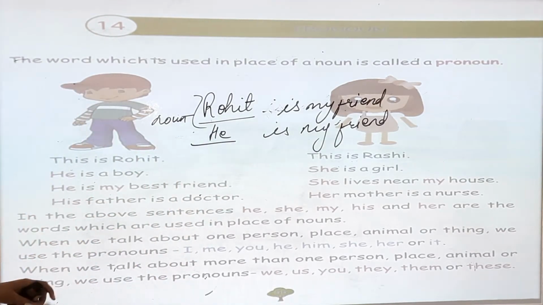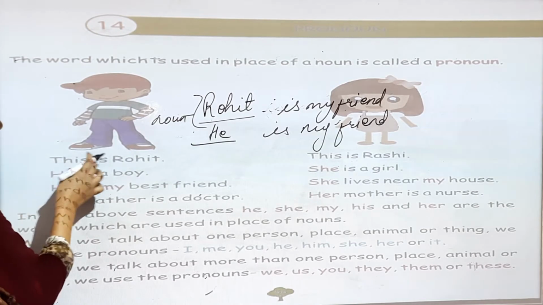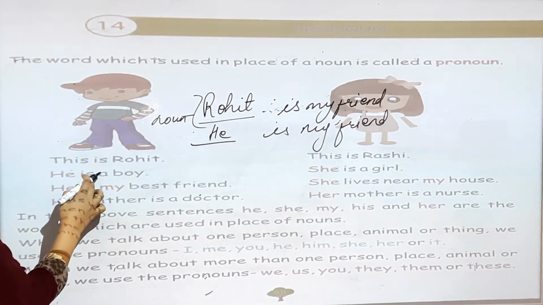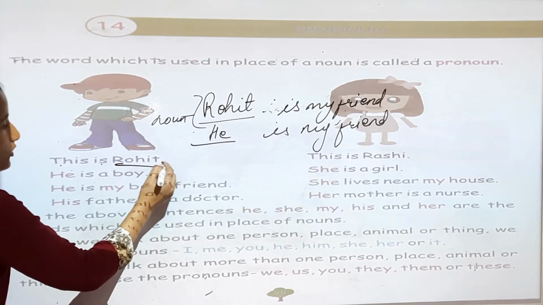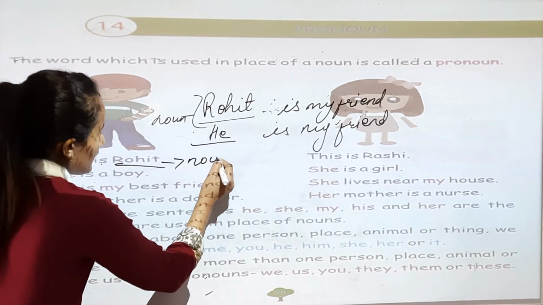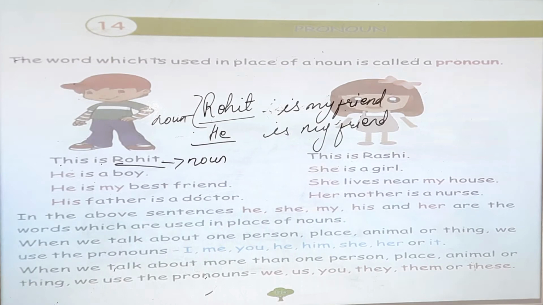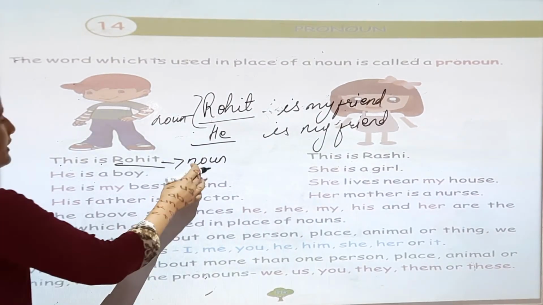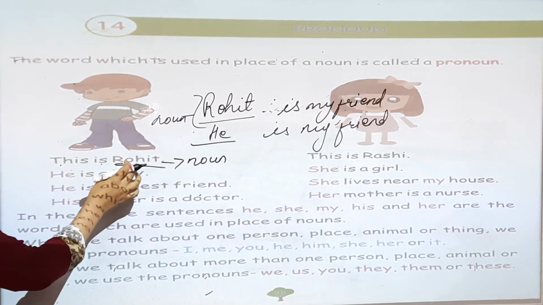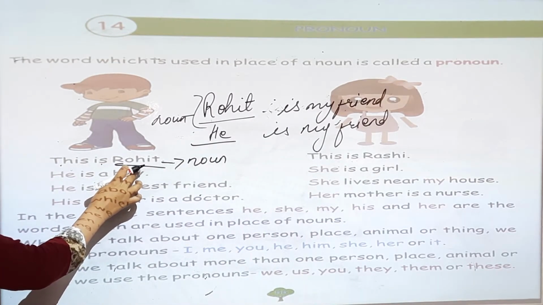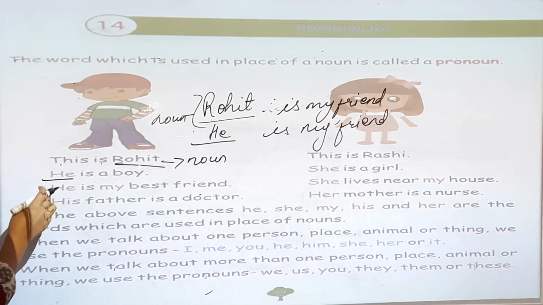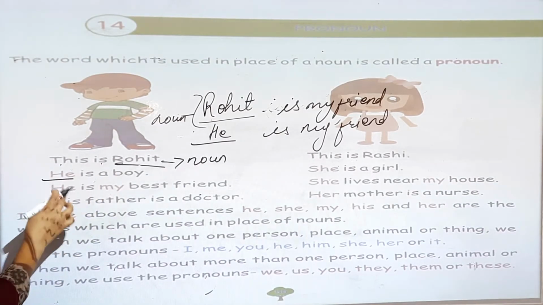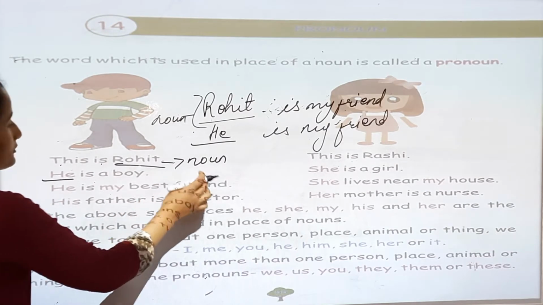Okay? So, you can see the examples. This is Rohit. He is a boy. So, this is Rohit. Rohit is a noun. Rohit is a naming word. So, naming word we can say noun. Now, in place of Rohit, we are using he because he is a pronoun. He is a boy. He is my best friend.